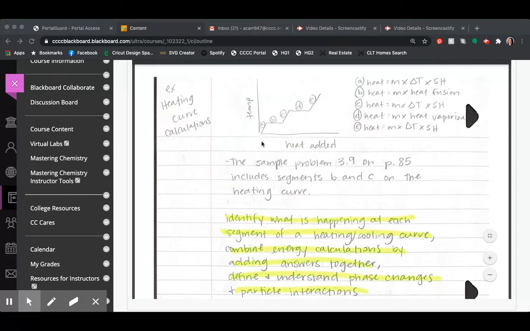In section A, I'm warming the ice. It's not melting yet, but I'm warming the ice from negative 15 to 0. At segment B, that ice is now melting. And remember, for melting or freezing, I'm going to use the heat of fusion. So that's a little bit of background information on the heating curve and the formulas associated with each segment.